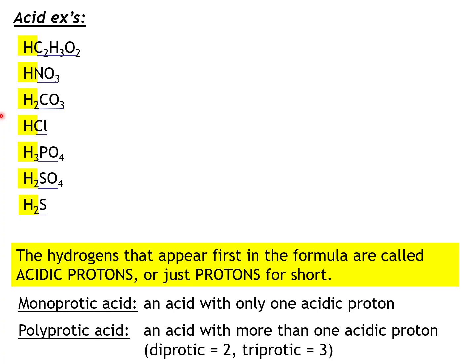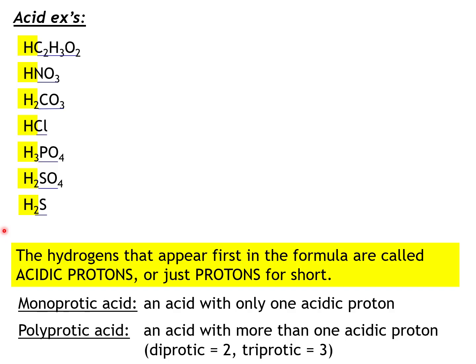And then notice that you can have different amounts. So we have single hydrogens for the first 2. We also have 2 hydrogens, so those would be diprotic. And we have one example up here that is triprotic. So monoprotic acid means an acid that only has 1 acidic proton, and a polyprotic would be an acid with more than 1 acidic proton.